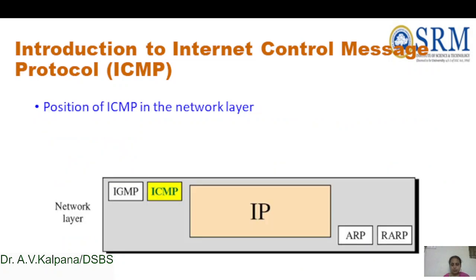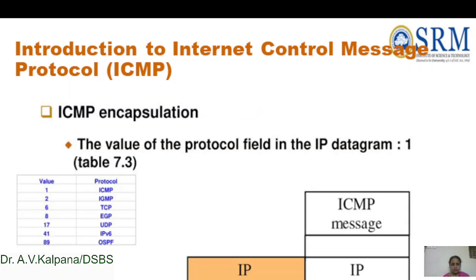So this is the position of ICMP in the network layer. ICMP resides in the IP layer as shown in the diagram, and this is the ICMP encapsulation. We have the IP header and IP data, and each and every protocol has its own value.